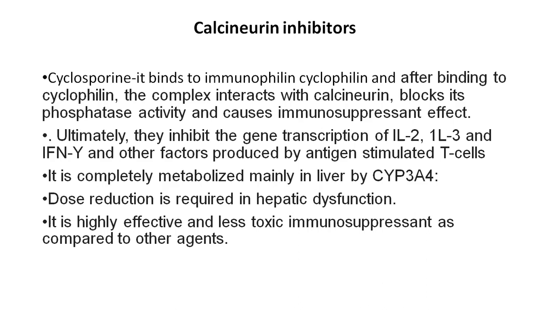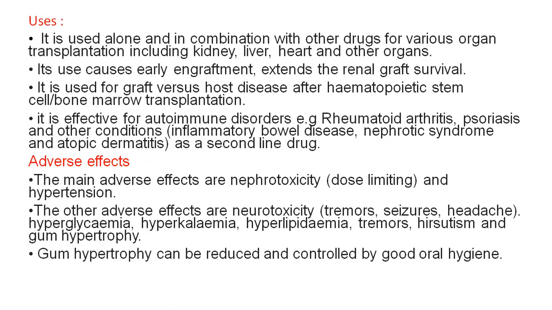Then cyclosporin is completely metabolized in the liver with the help of the CYP3A4 enzyme. So as it is metabolized in the liver, in patients with hepatic dysfunction the dose should be reduced because it cannot be metabolized. Cyclosporin is highly effective and less toxic as an immunosuppressant compared to other drugs.